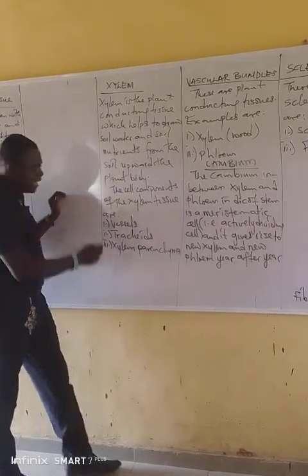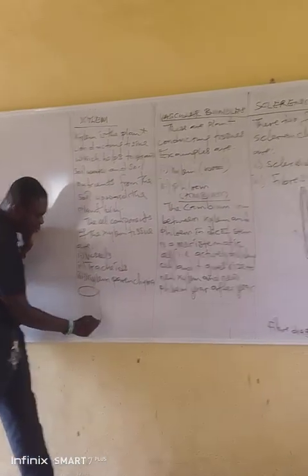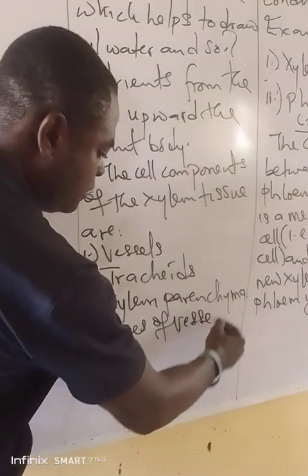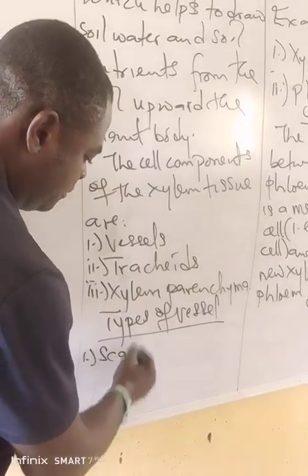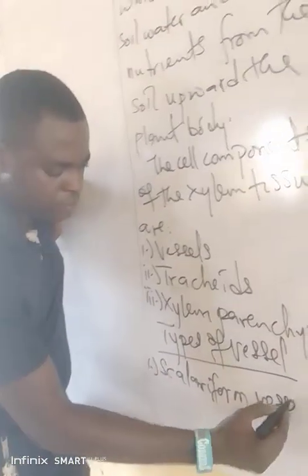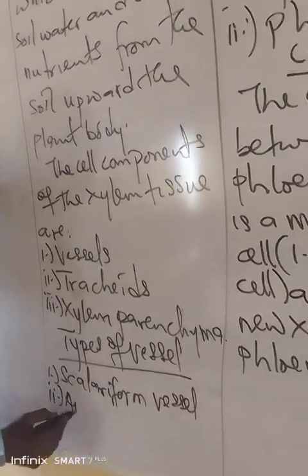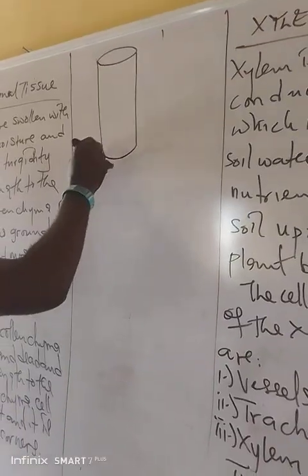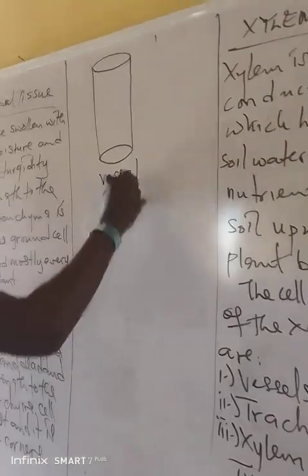Are we together? Vessels are like this. Types of vessel: you have scalariform vessel, annular vessel, pitted vessel, and so on and so forth. A vessel has a very large diameter like this. This is vessel.